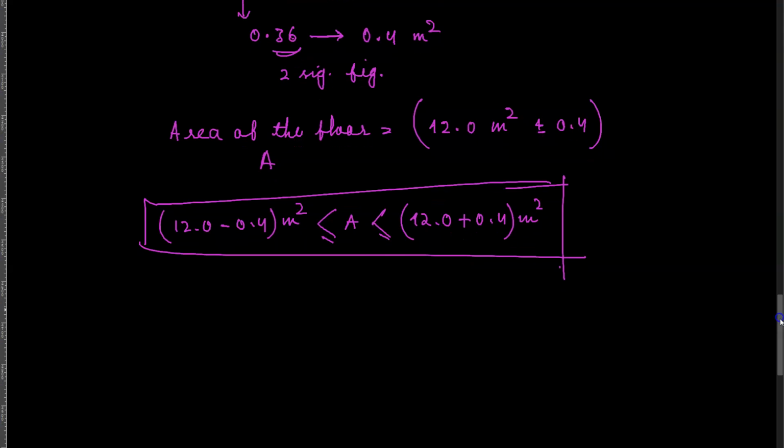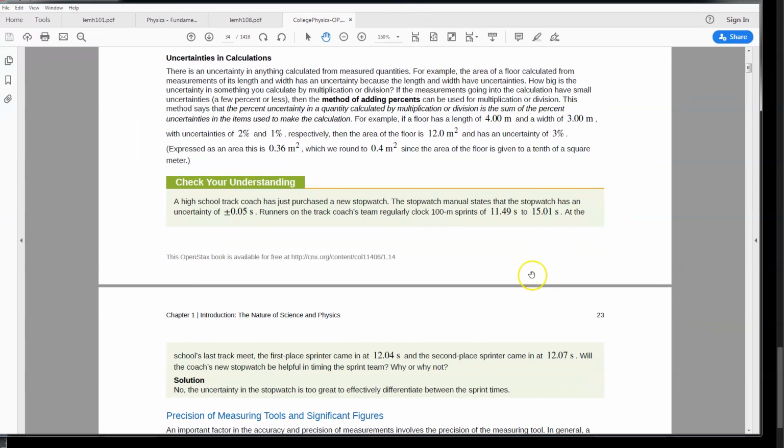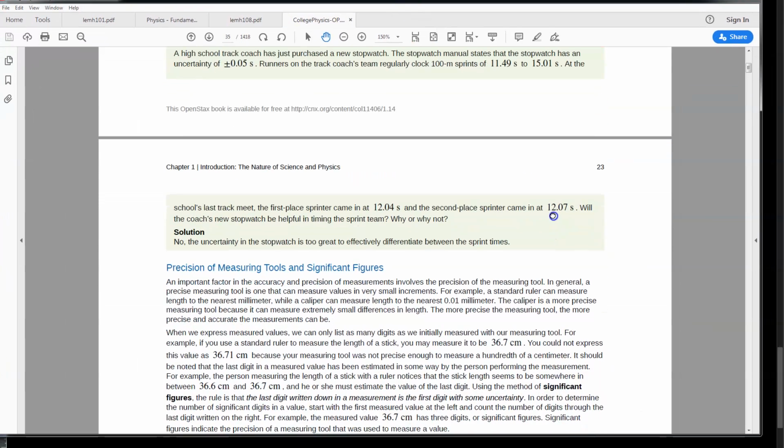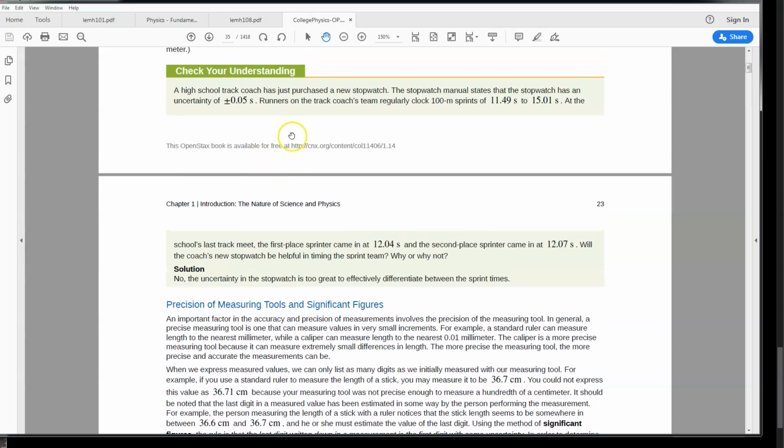Now, the next thing that we have here is a part about check your understanding, and it says that the high school track coach has just purchased a new stopwatch. The stopwatch manual states that the stopwatch has an uncertainty of plus or minus 0.05 seconds. Runners on the track coach's team regularly clock 100-meter sprints of 11.49 seconds to 15.01 seconds.